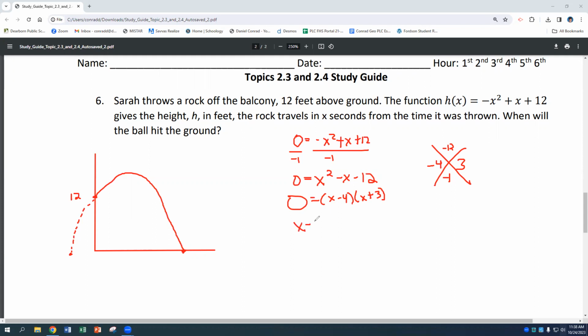Right, so then x minus 4 equals 0. X plus 3 equals 0. We add 4 to both sides, we get x equals 4. Subtract 3 from both sides, we get x equals negative 3. Okay, so our answer here is going to be 4 seconds.